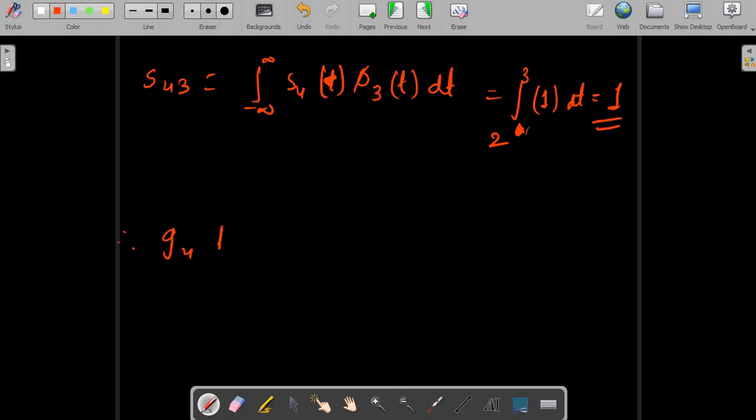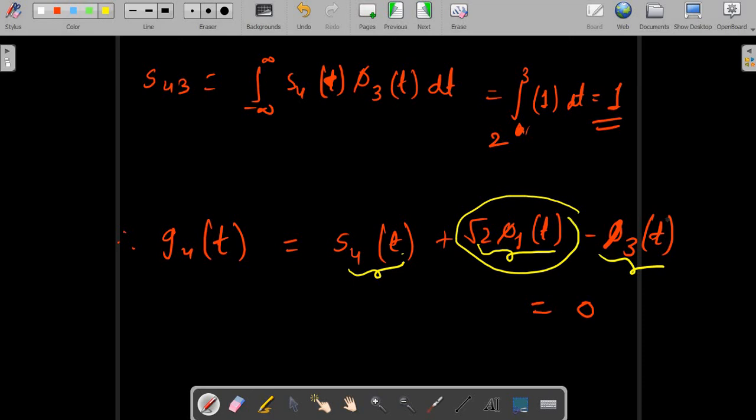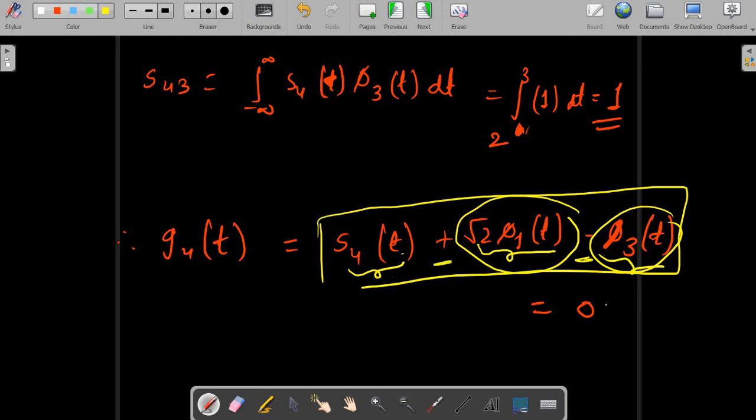So at the end, if you substitute all the scalars S41, S42 and S43 in our equation, we are left with this thing minus phi 3 of t, which is equal to 0, right? Now you might wonder how it is 0. If you plot S4(t), we have all the signals, right? If you plot S4(t), then phi 1(t) times root 2 and phi 3(t), and add these two and then subtract, you will not get any signal, you will get 0, right? So G4 of t is not required.